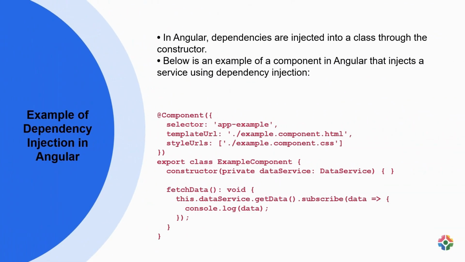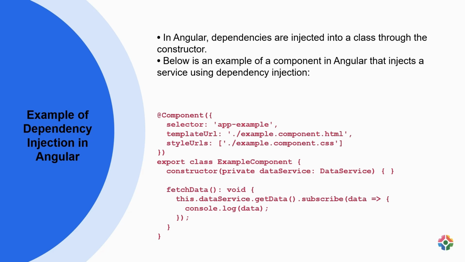Dependencies in Angular are injected through the constructor of a class. In the provided Angular component example, the constructor function of the example component is used to inject a service called Data Service. This injection is done by specifying private data service as a parameter in the constructor. Once the data service is injected into the example component, it can be used within the class methods.